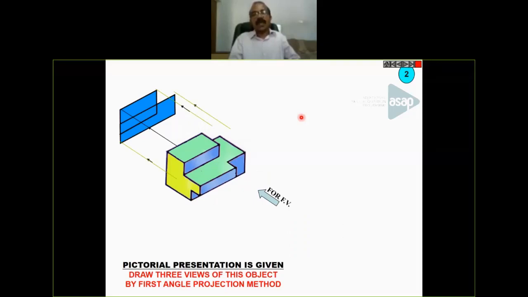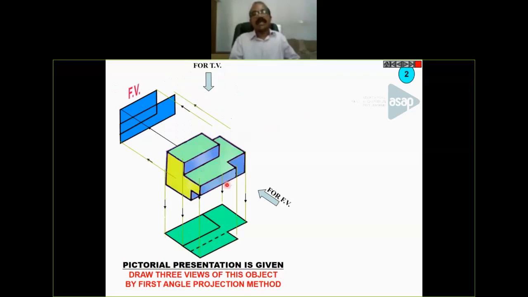Then looking from the top, you consider the top view. Looking from the top, you can see the top surface, the green surface. The bottom surface is not visible, that's why it is a hidden line. So hidden lines are represented by dotted lines.